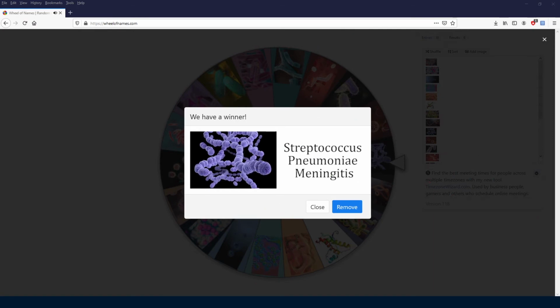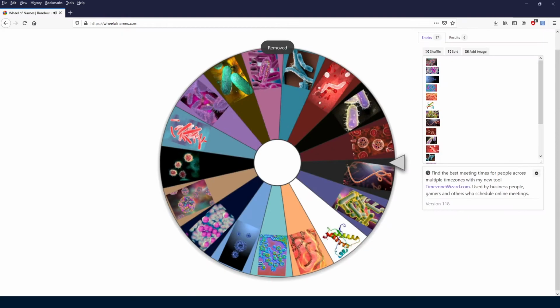Pneumoniae. I don't know if I'm pronouncing that correctly, but this is a condition caused by the Streptococcus bacteria, and if you get Streptococcus pneumoniae meningitis, just knowing that it's a form of meningitis should let you know that it's very serious.